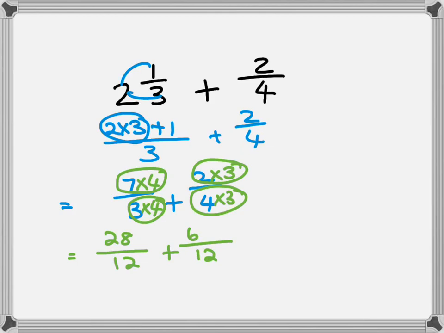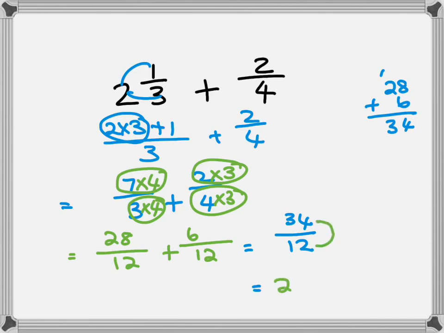Okay, so you can go scribble in your corner, 28 plus 6. If you don't know the answer, you can work it out like this. It will be 34. That's going to be 34 over 12. It's an improper fraction. We want to convert it into a mixed number. So 12 will go in there twice with a remainder of 10 over 12.